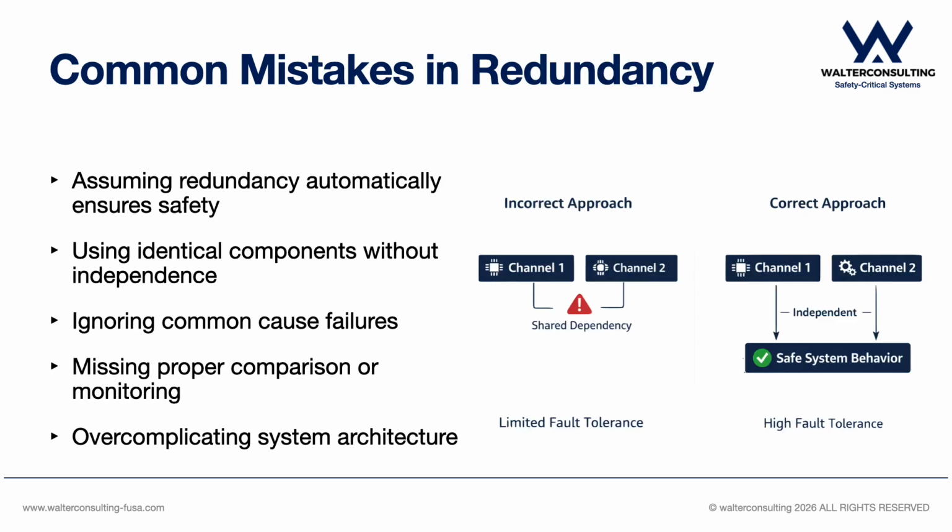There are several common mistakes when using redundancy. One of the biggest misconceptions is assuming that redundancy automatically ensures safety. Simply having two elements is not enough. If both channels rely on the same components or share dependencies, they can fail at the same time. This is known as a common cause failure. Another mistake is missing proper monitoring or comparison. Redundant elements must be evaluated. Otherwise, faults may go undetected. And finally, overcomplicating the system. Redundancy should improve safety, not introduce unnecessary complexity.